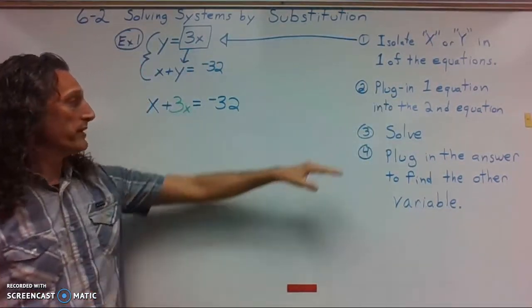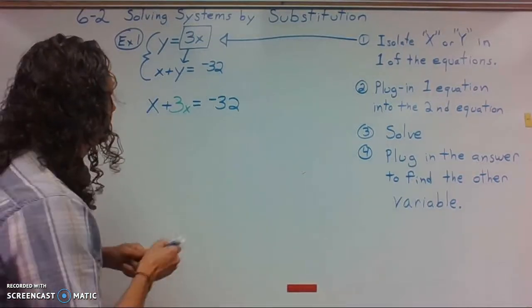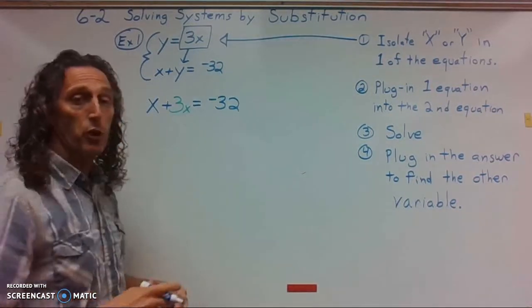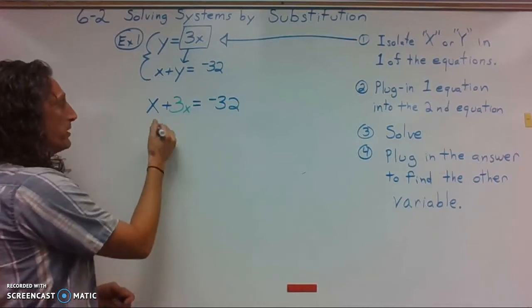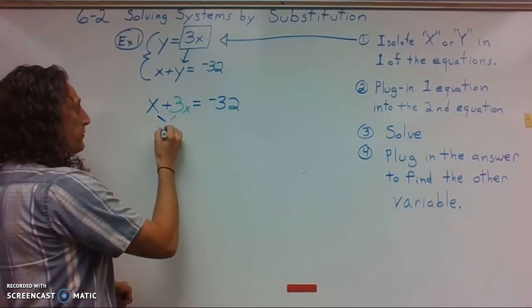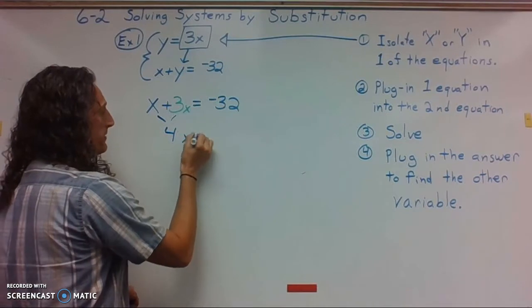So now we're going to move on to step 3. We're going to solve it. Now because we did this and there's no letter y, we have like terms. So we can go x plus 3x is 4x.